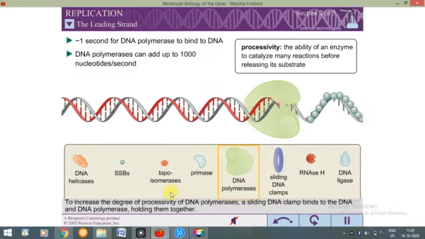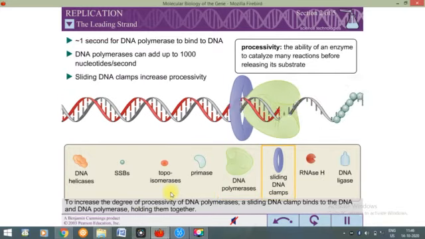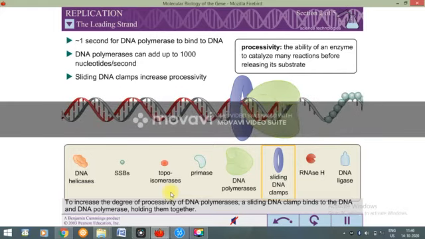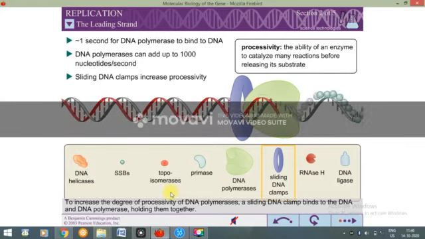You don't need to read this. You can skip this part. Processivity is the ability of an enzyme to catalyze many reactions before releasing its substrate. That is not in your syllabus. This is in BSc, so you can skip this part.